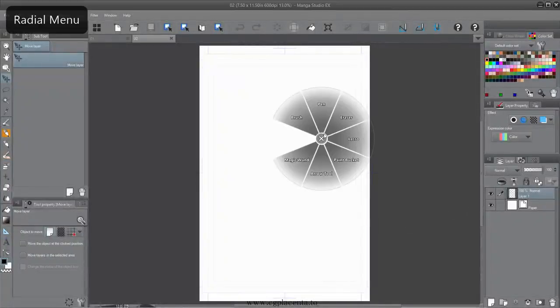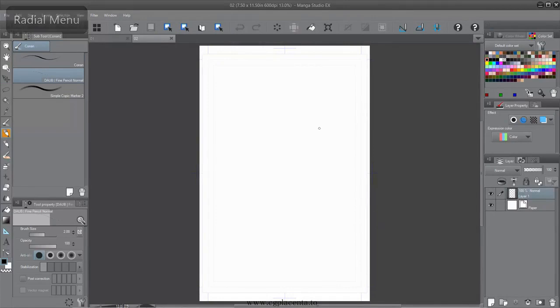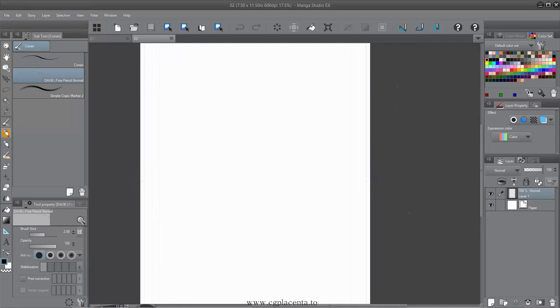Okay, so we're going to work on aligning and placing the facial features now.